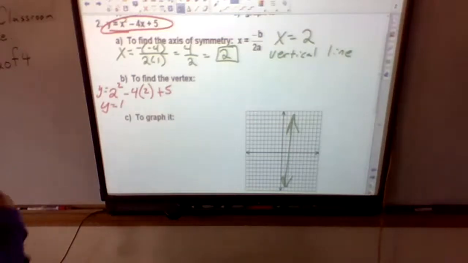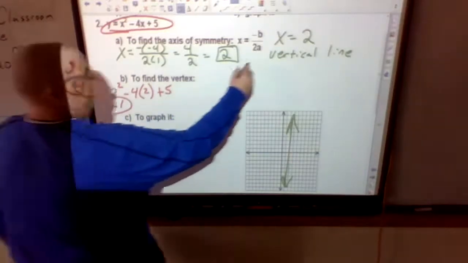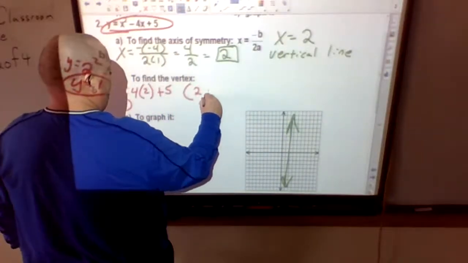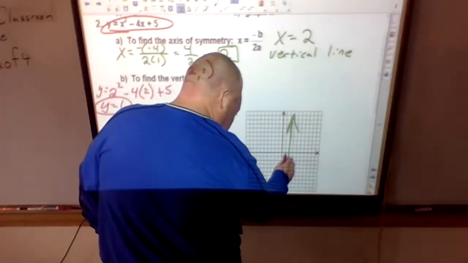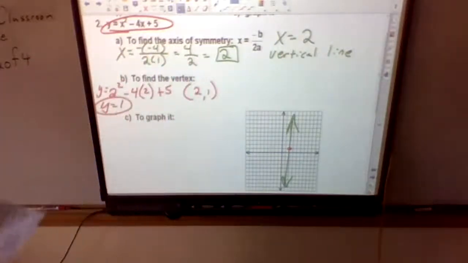Now I'm going to figure out if y is 1 and x equals 2, the ordered pair for my vertex is going to be 2, 1. So let's come over here and plot it. 2, 1 is right there. So that's going to be my vertex. Now I've got to graph it.